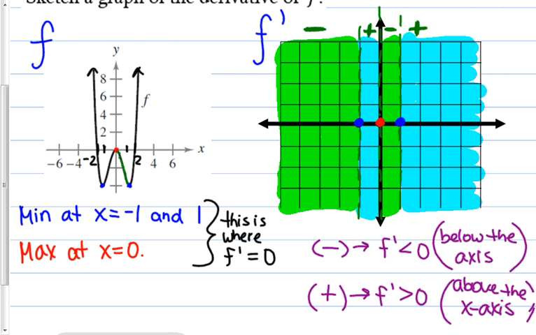So here's an idea of what this should look like. For the green section, it has to be below. So let's say I decide that this function looks like this. It's below the x-axis. I can do that.